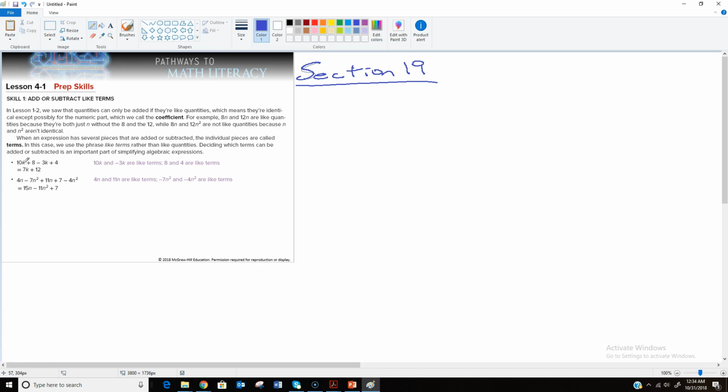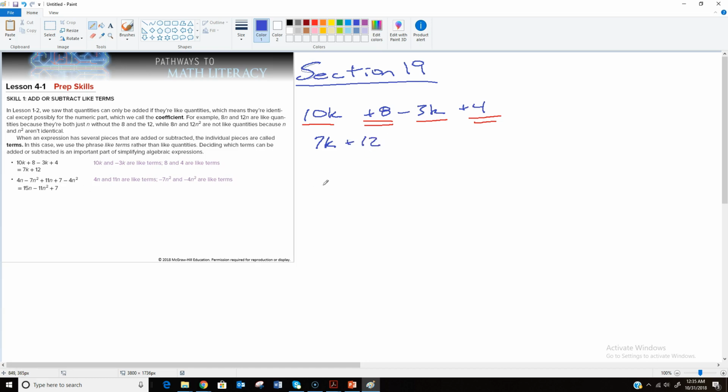So when we're talking about an algebraic expression, we're going to put together bits of the expression that have the same variable with them. So for instance, on the first one where we have 10k plus 8 minus 3k plus 4, the parts that have the k with them can go together, and then the parts that have no variable with them, just have a constant coefficient, can go together. And so the 10k minus the 3k becomes 7k, and then the 8 and the 4 becomes 12.